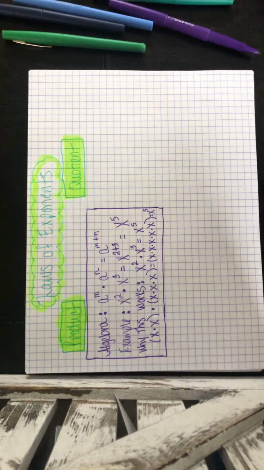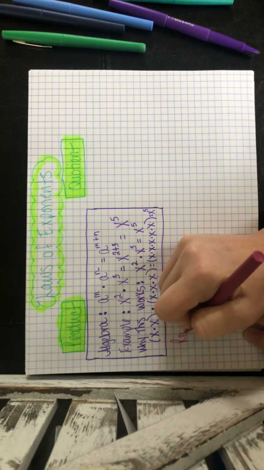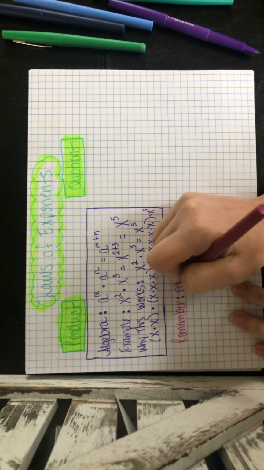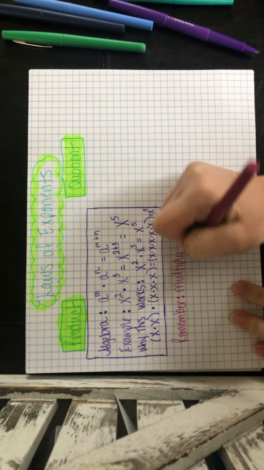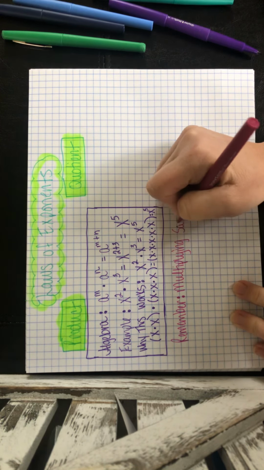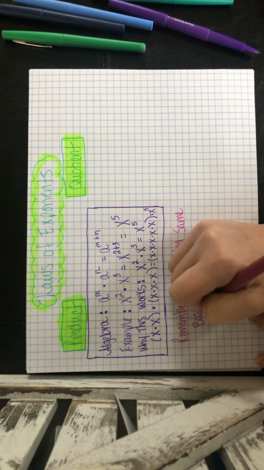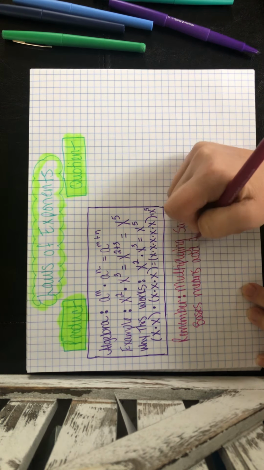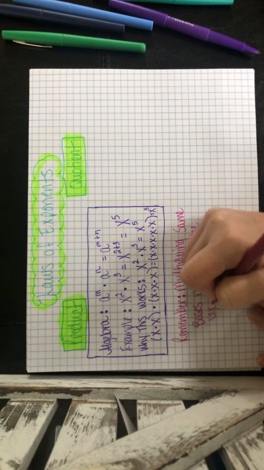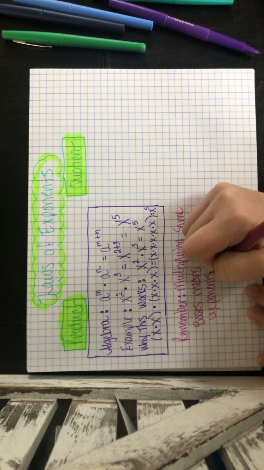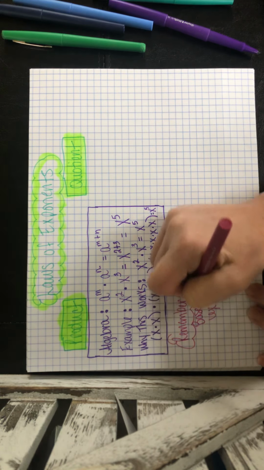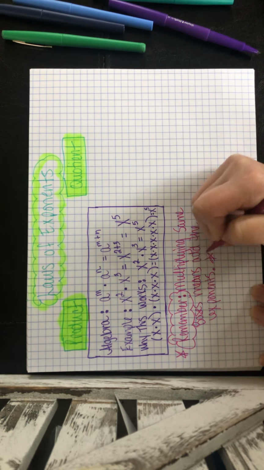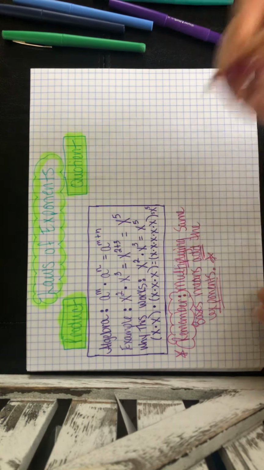All right, so remember, multiplying same bases means add the exponents. Okay, so multiplying means add your exponents.